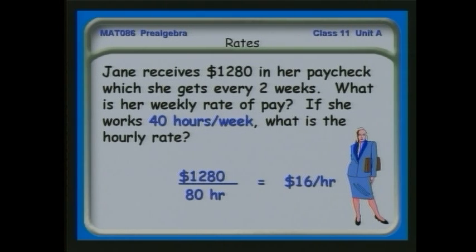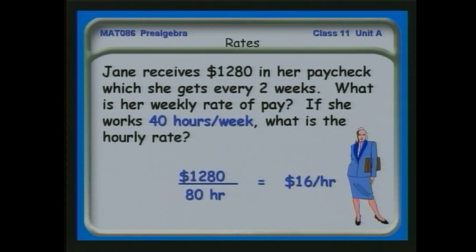Another common rate people talk about a lot is your pay rate. For example here, Jane receives $1,280 in her paycheck, which she gets every 2 weeks. We'd like to know her hourly rate of pay here. She works 40 hours in 1 week, so she would work 80 hours in 2 weeks. So we could say that her rate of pay for every 2 weeks is $1,280 per 80 hours.